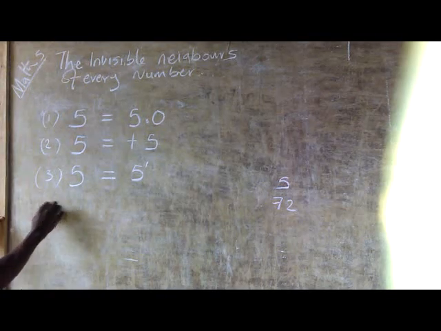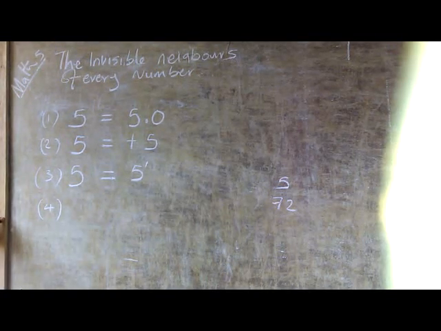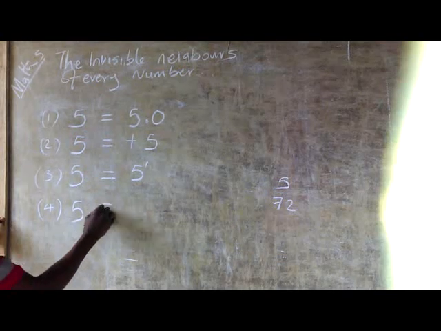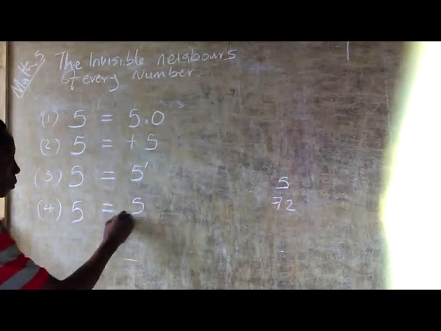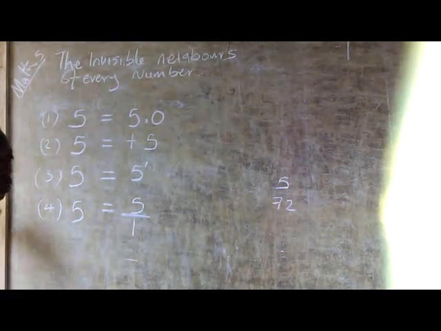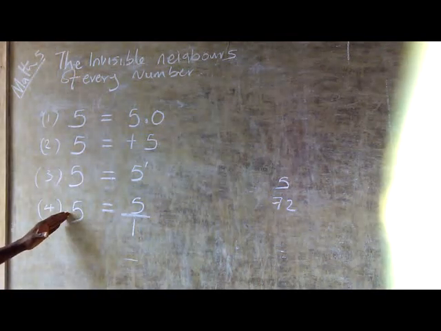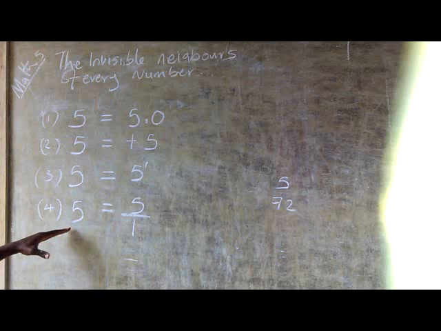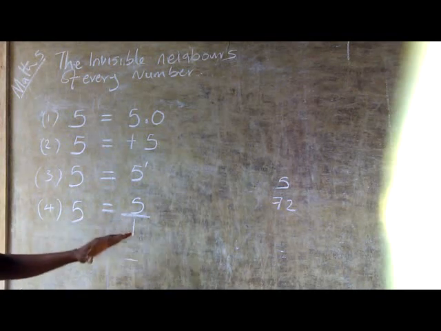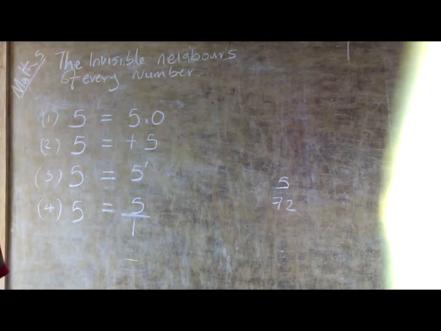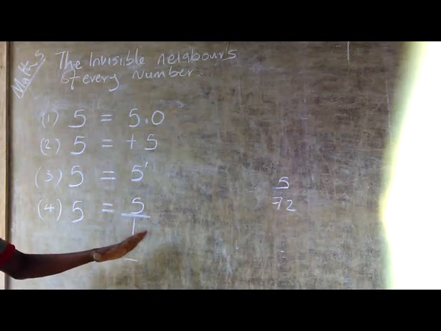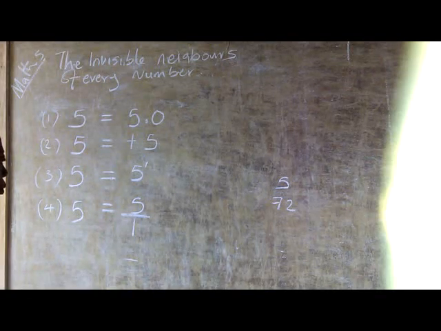Number 4. Every number has a denominator. Yes, this is 5, but it's 5 over 1. The denominator 1 can be invisible. 1 as a denominator can be invisible.